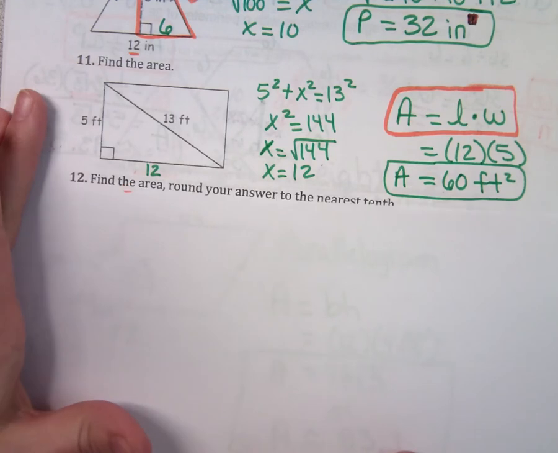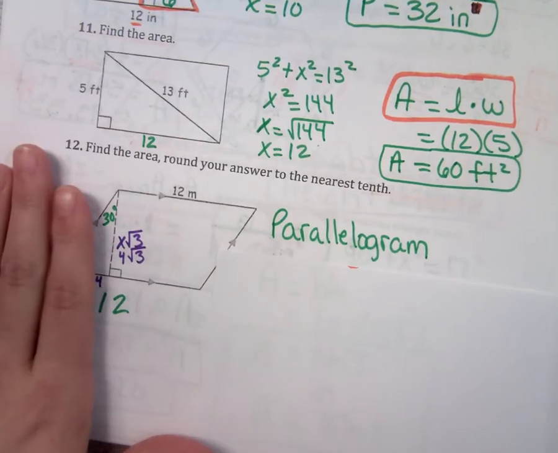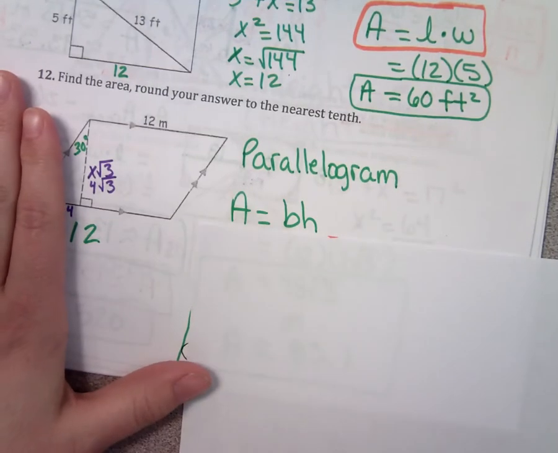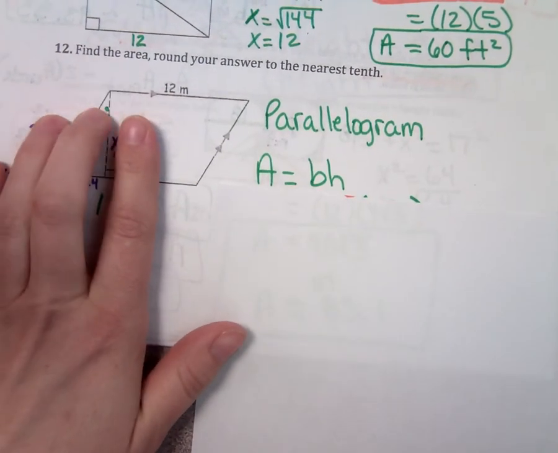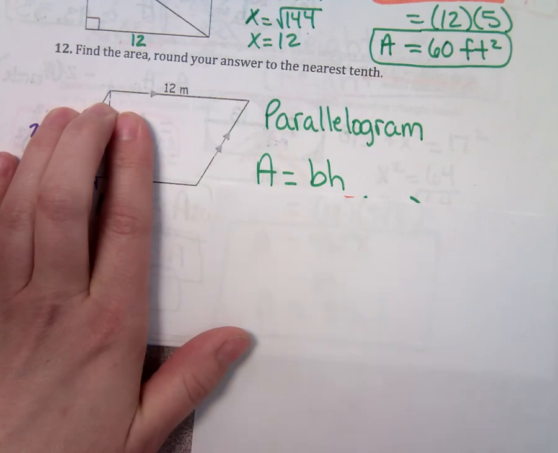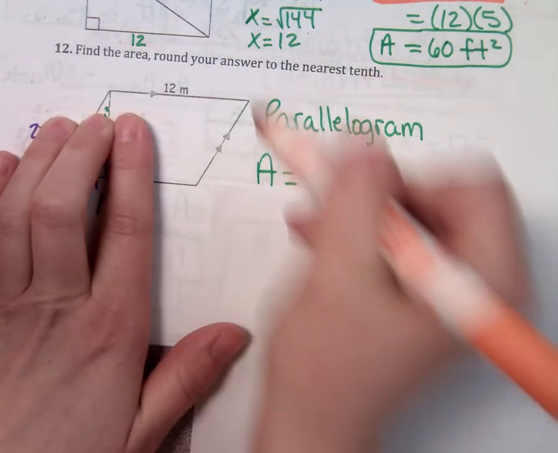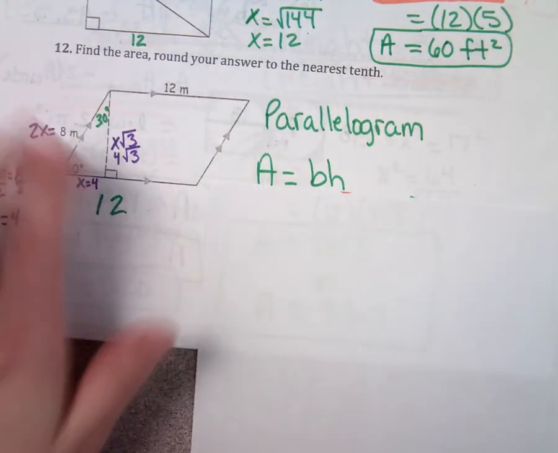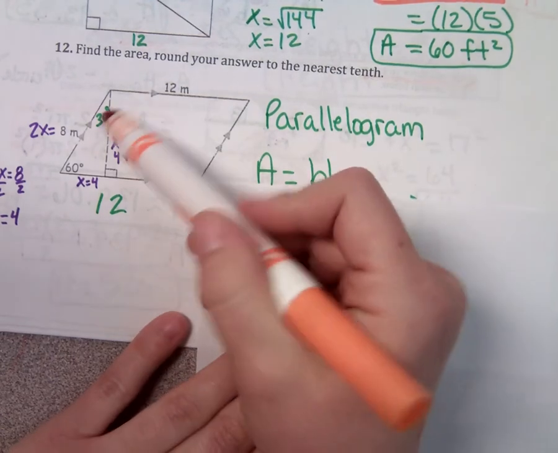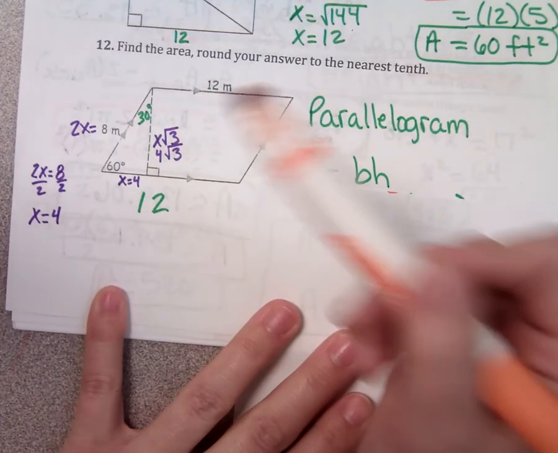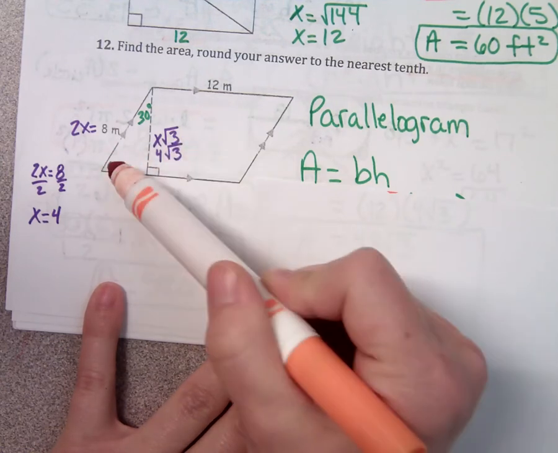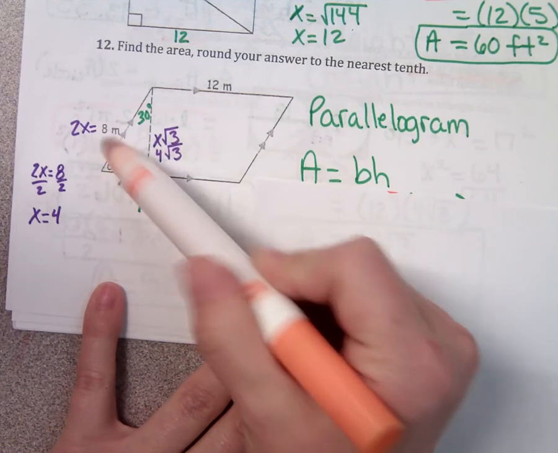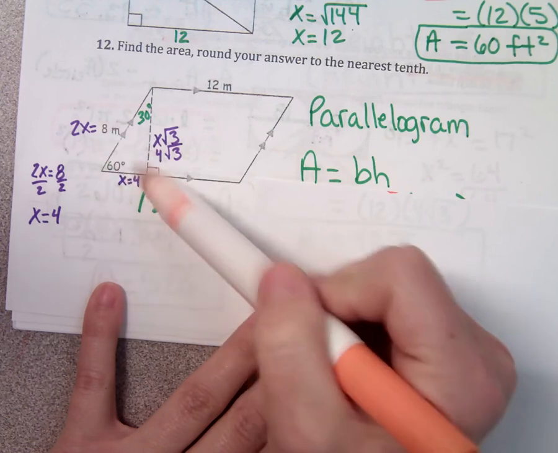Okay, number 12. I know that this is a parallelogram. So the formula for area of a parallelogram is base times height. I know my base is a 12. I just have to figure out the height. So this is a 30, 60, 90 triangle. Across from my 30, I label with x, x square root of 3 across from the 60, and I label with the 2x across from the 90.